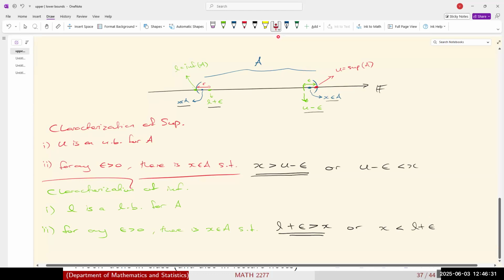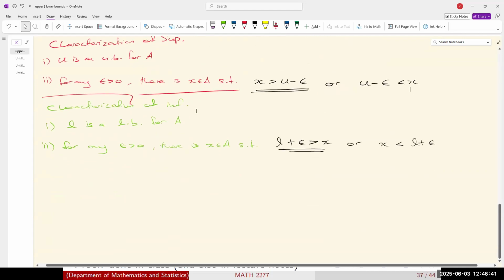Okay, so these are things you have to sit and think about for a while, or maybe seeing the proof will help. So what we're going to do is try to prove this one, the characterization of supremum. And you will have to sit and write down the proof for the next one, the characterization of the infimum, sometime this week. Okay, so it's an if and only if statement.